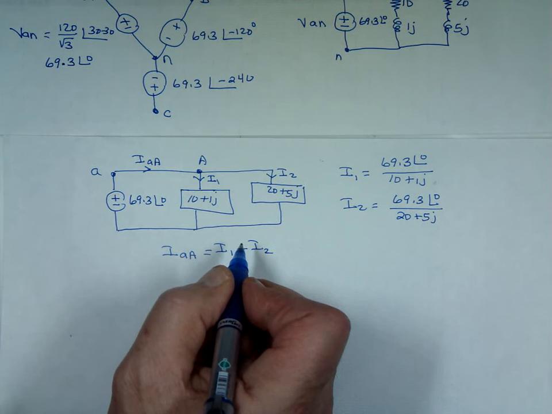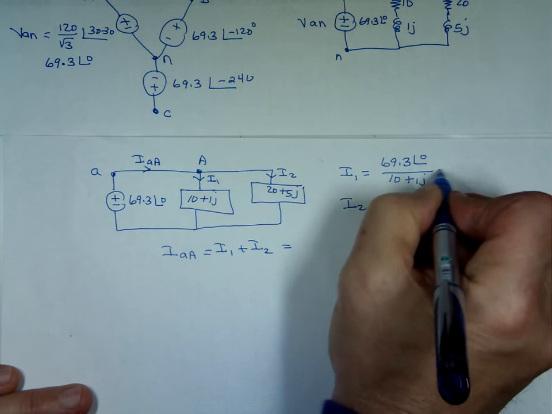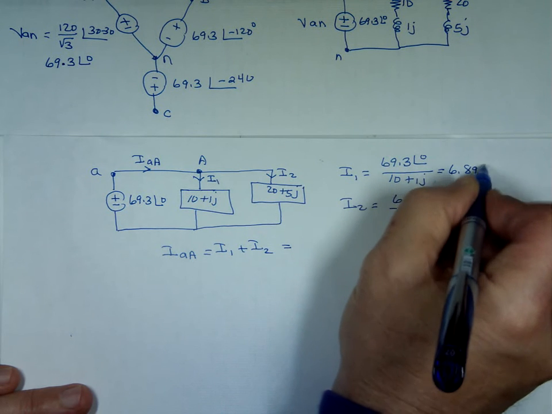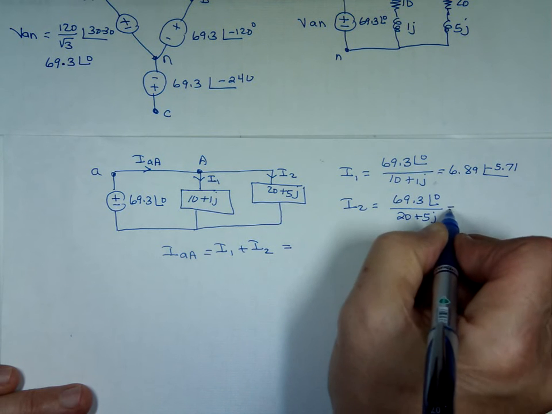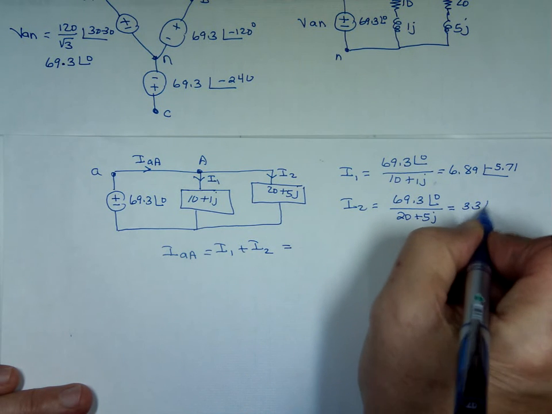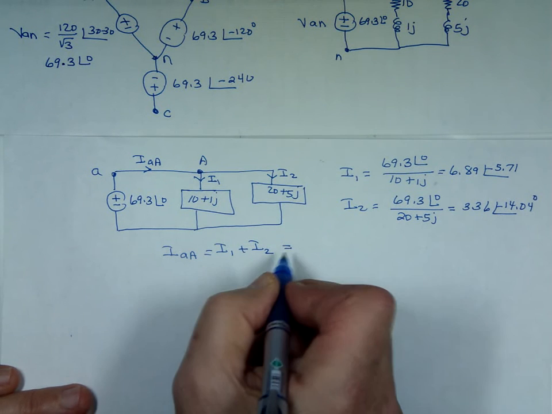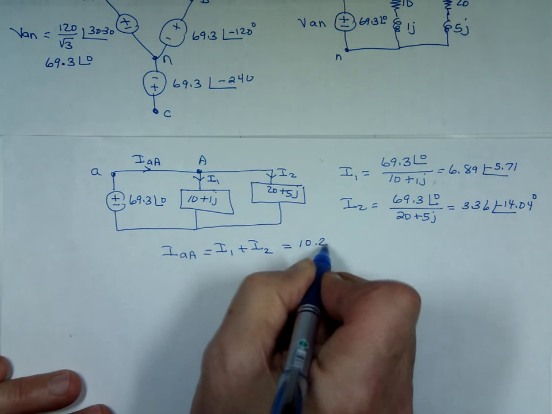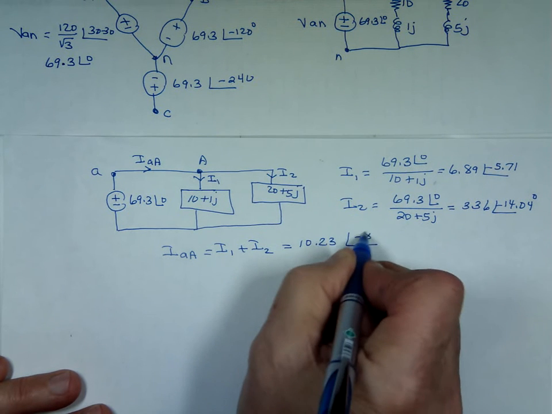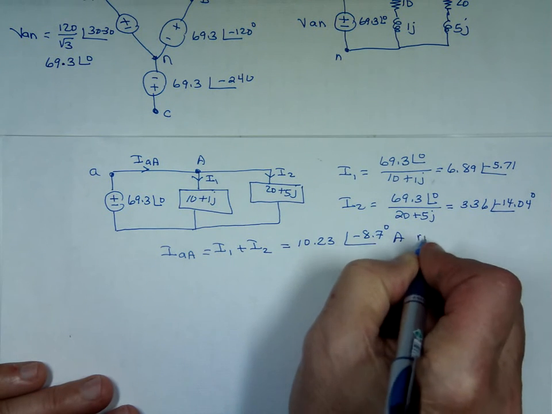Here's what I got. The first one I came up with 6.89 angle negative 5.71, and this one I got 3.36 angle negative 14.04. So when you add these two numbers, I came up with 10.23 angle negative 8.7 degrees roughly. And this is RMS, because the values were RMS.